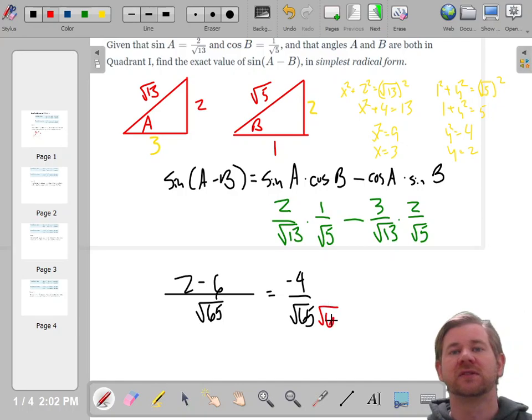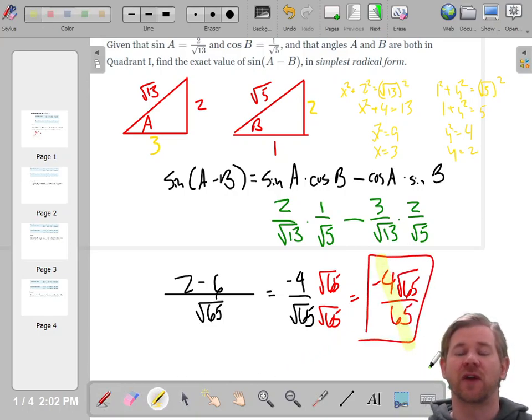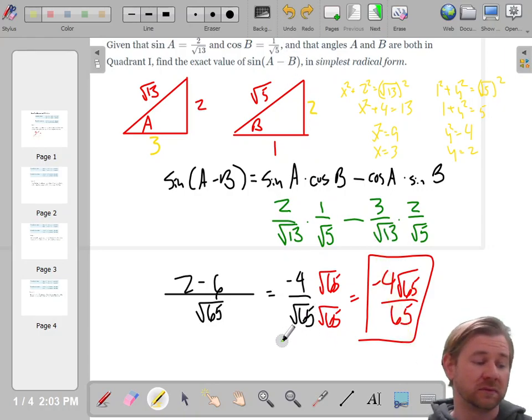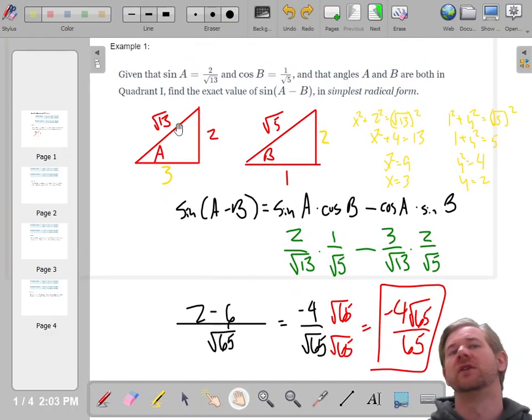That's not a big deal, so give them a buddy. And you have negative 4 radical 65 over 65. Now, you should look to see if this fraction reduces or that radical can reduce, but since neither of them do, we are finished. It's negative 4 radical 65 all over 65. So you're essentially going to have to do Pythagorean theorem twice, and then you're going to have to use those helper triangles to evaluate some things.